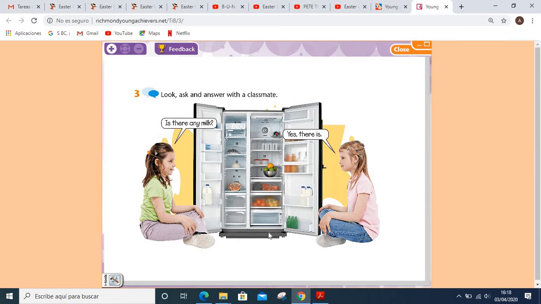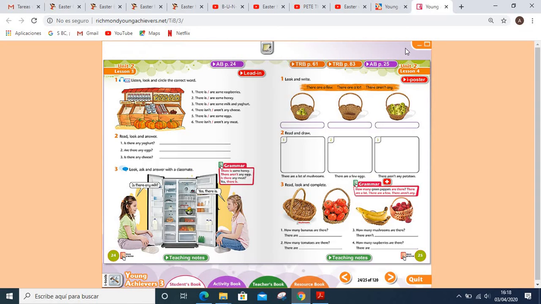But the mechanics of the exercise are very easy. One of you asks, is there any milk? And the other answers, yes, there is, because there's milk, okay? And one asks, is there any fish? So the other has to answer yes or no. Yes, there is, or no, there isn't. This is the way to play, okay? I'm explaining it here because in this way you can think about it for the next day. You don't have to do it at home, but we will do it in the online class.